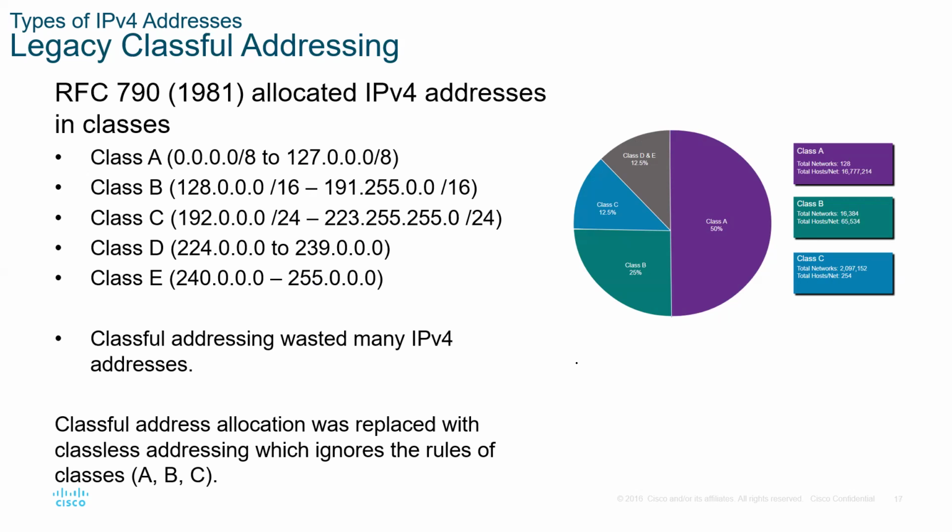All right, let's start with understanding class A, B, C, D, E. Class A, initially, was designed to support very large networks. How do we know that? If you look at this pie chart, class A has 50% of all the addresses. How many? 16,777,214 addresses. 16 million addresses in class A.